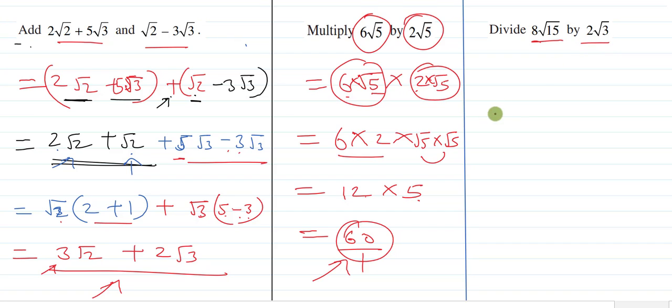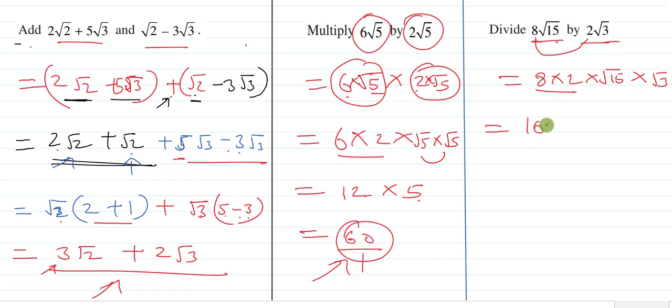Let's solve this. Why we are solving this? We should be able to solve addition, multiplication, division of two irrational numbers. Only a method I am showing you. Here again, what I just said, take the same category of numbers, 8 into 2, root 15 into root 3. So what will be there?